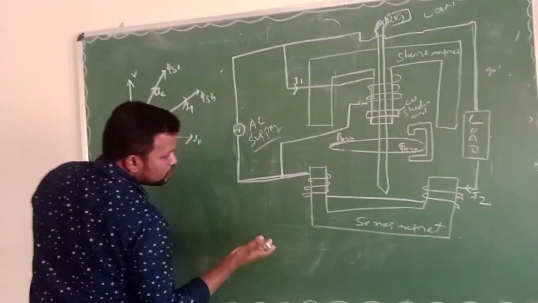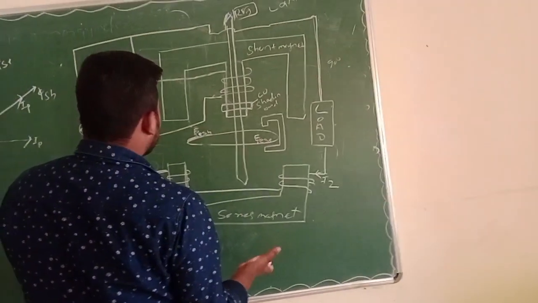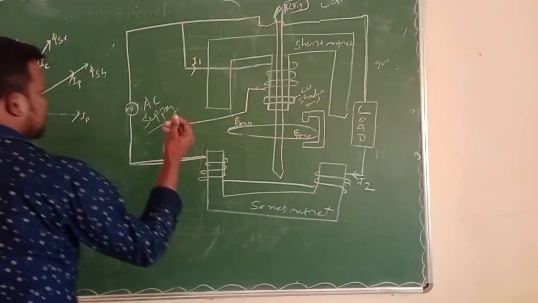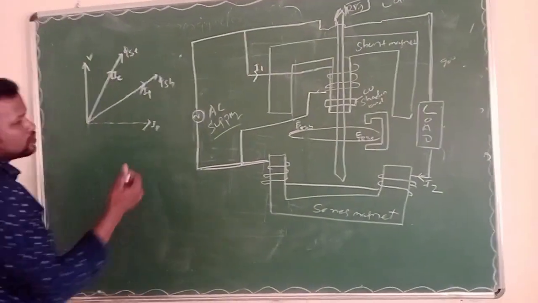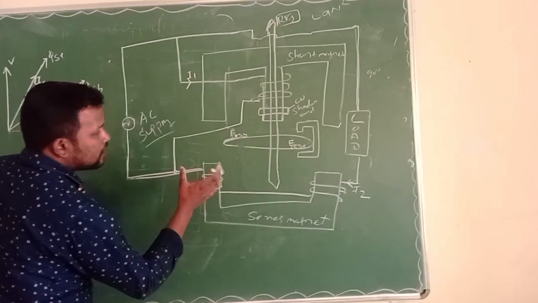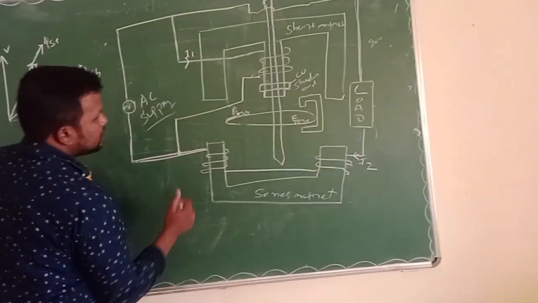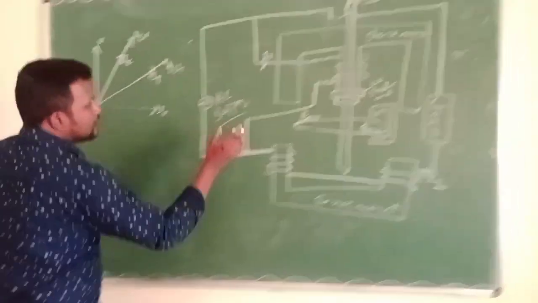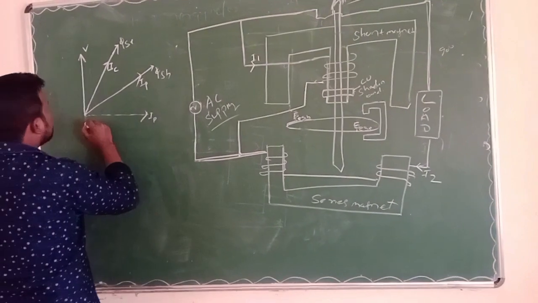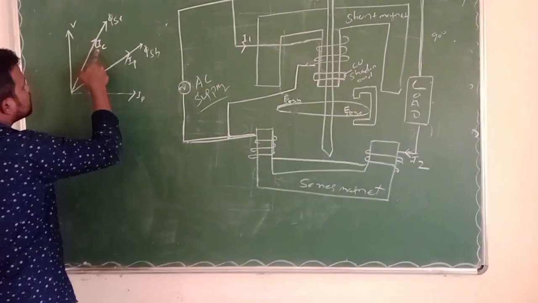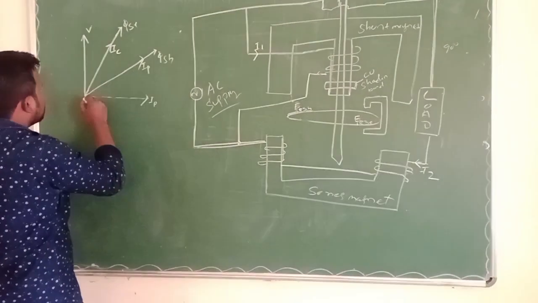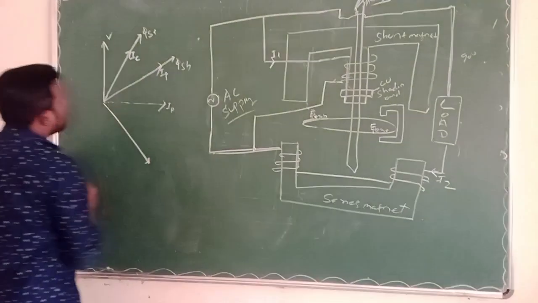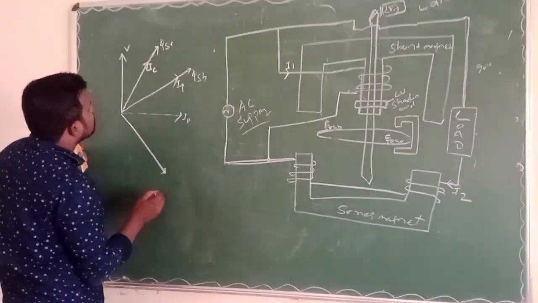That is, due to the series field, it gives the flux to the aluminum disc, and here due to electromagnetic induction, some eddy voltage should be generated. After that, eddy current should be developed. The eddy voltage should be at 90 degrees to the current.